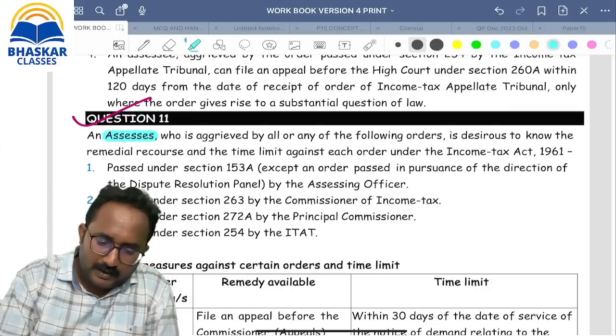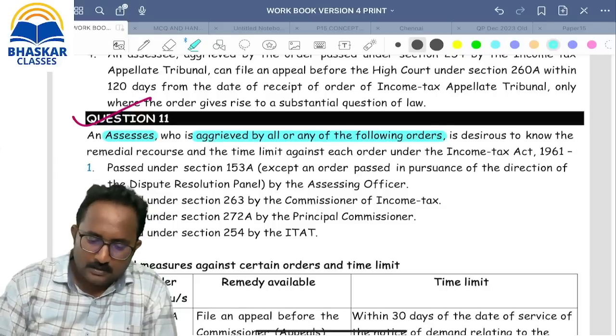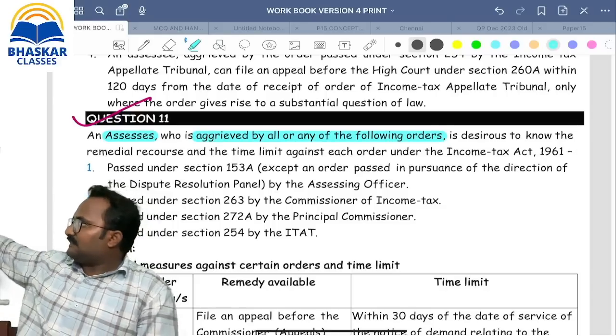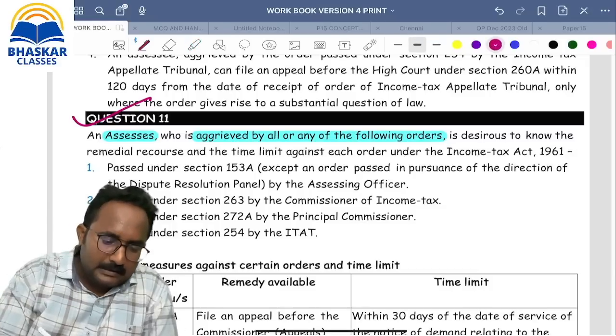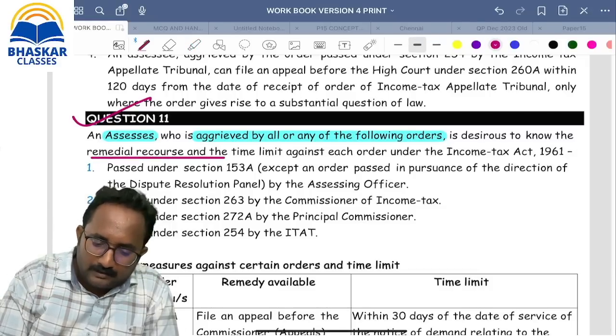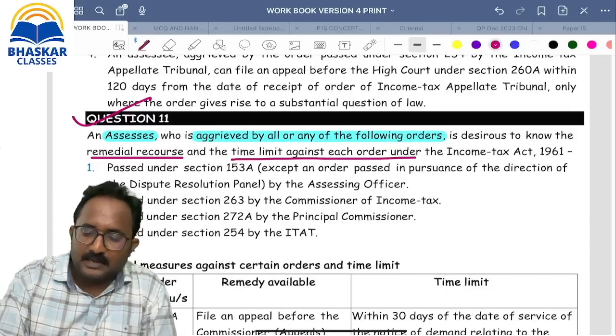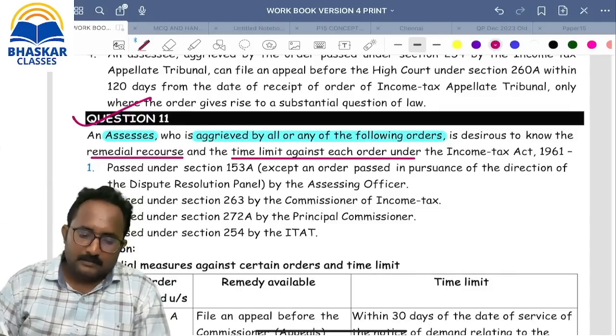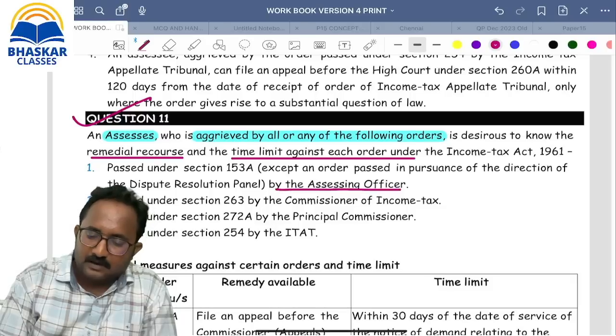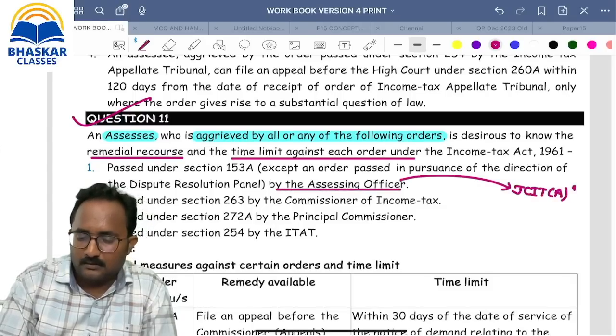SSC has not agreed with the following orders. So, if SSC is not satisfied with the orders, what is the remedial course available? Remedial course means to whom we can make an appeal. And next, we also have to decide the time limit for making an appeal. First, an order passed by the assessing officer: can you tell me with whom we can make an appeal? The CIT(A) or JCIT(A), within how many days?